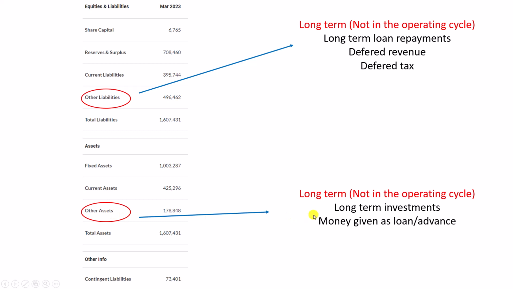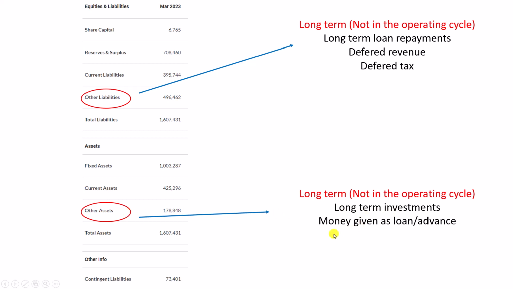Okay, for example, long term investments. Let us say that the company has invested somewhere and the returns are to come to the company, but not within a year or not within the operating cycle, then it would be considered as a long term investment, or it would come under other assets.